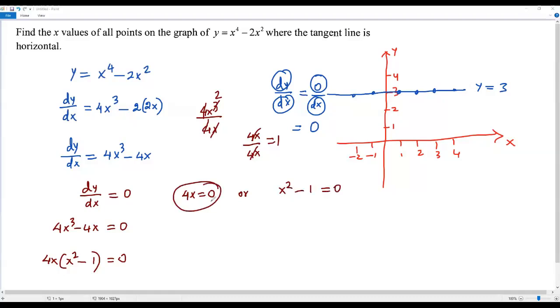Okay, to solve for x in this first equation, I have to divide both sides by 4. Then I get x equals 0. Now we have to solve the second equation, x squared minus 1. So I am adding 1 to both sides. The negative 1 and positive 1 will cancel out. I get x squared equals 1.